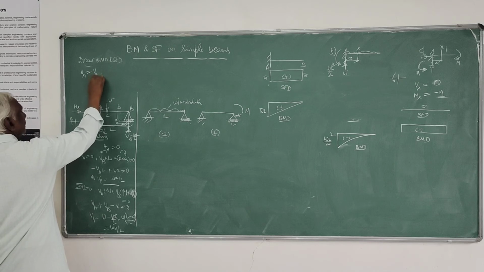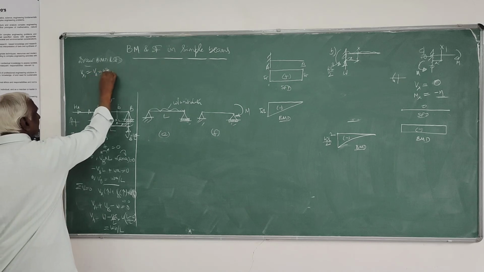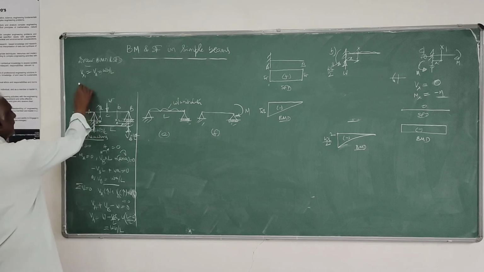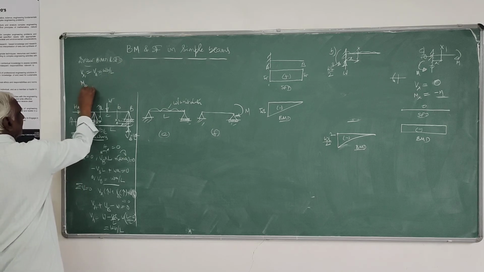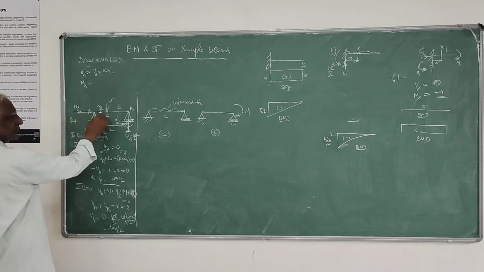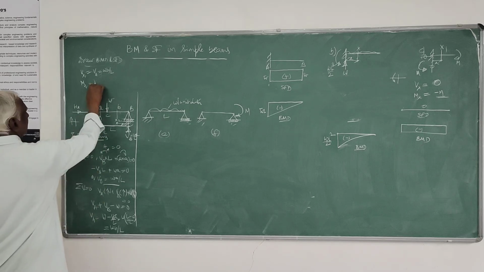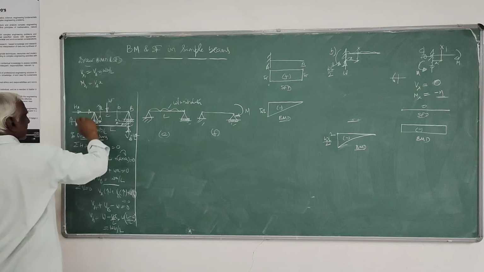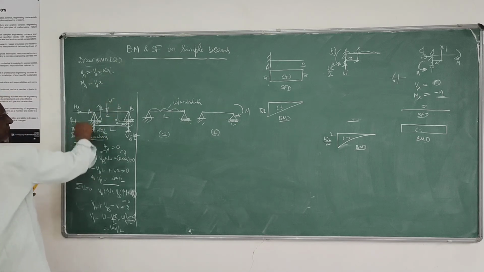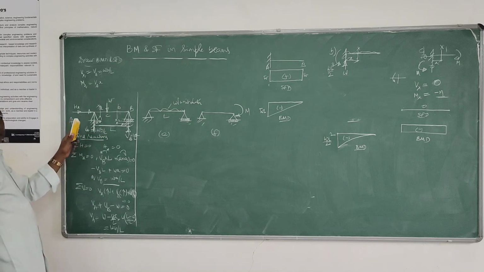So this is VA itself, that is Wb by L. Then Mx1 is VA into x. This will not give any moment. It is only VA into x. It gives a clockwise moment like that, which is positive.